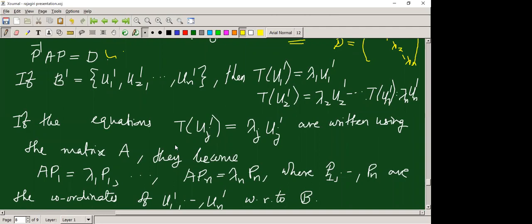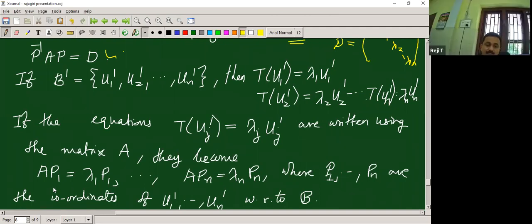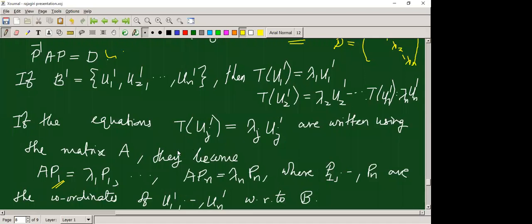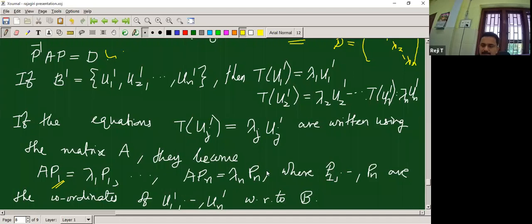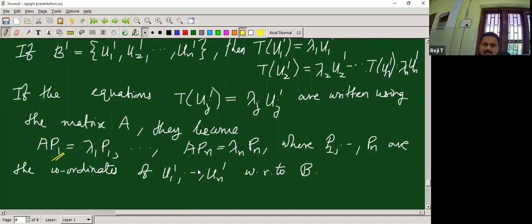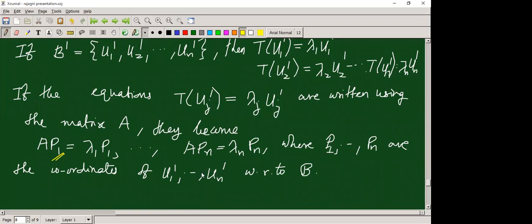The matrix of Uj dash with respect to B is the jth column of our transition matrix. So A P1 is equal to lambda 1 times P1, where the lambda j are scalars, and P1 is the matrix of U1 dash with respect to B. Similarly, A Pn is equal to lambda n Pn, where P1, P2, etc., Pn are the coordinates of U1 dash, U2 dash, etc., Un dash with respect to B.